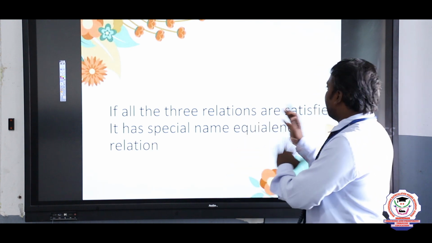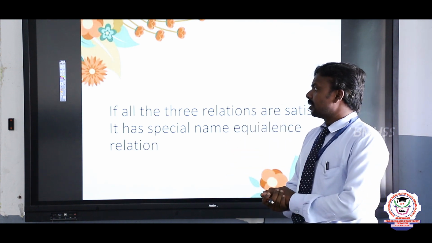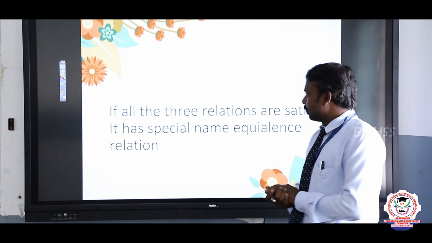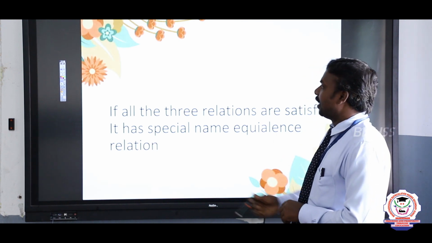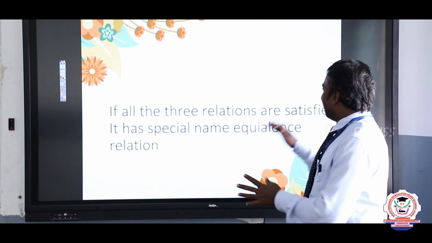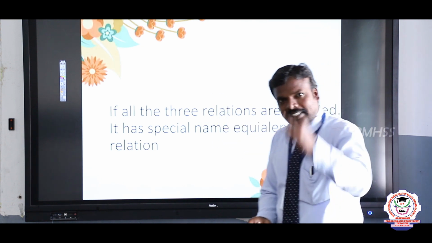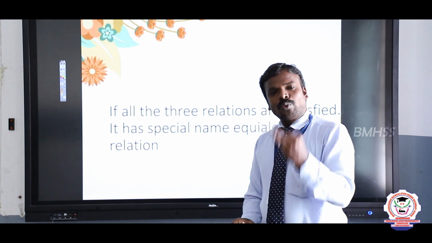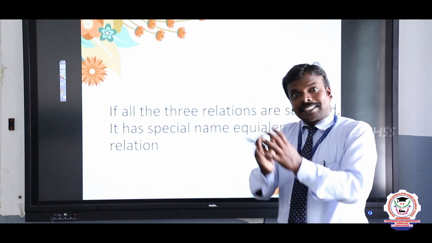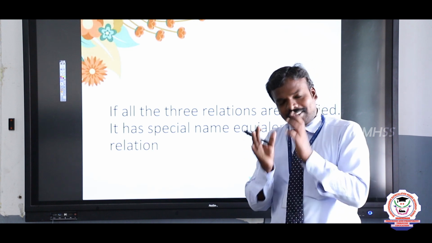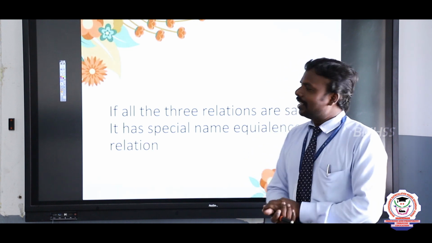If all the three relations are satisfied, that is if it is reflexive, symmetric, and transitive, then it has a special name. What is that name? That is equivalence relation.